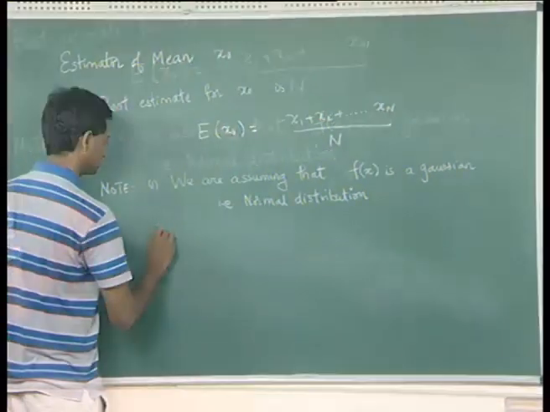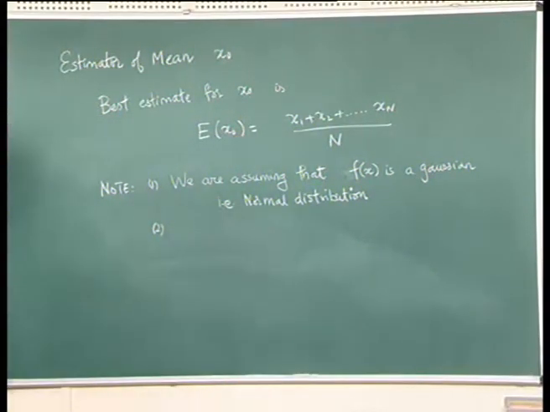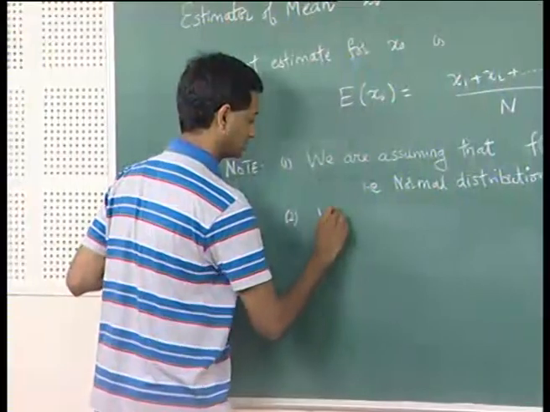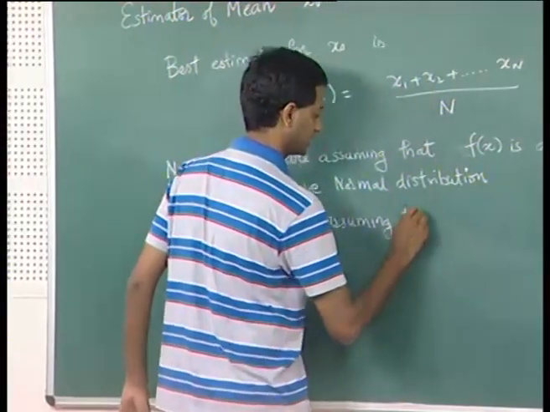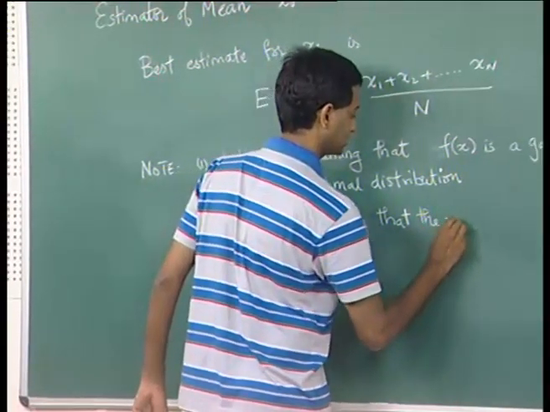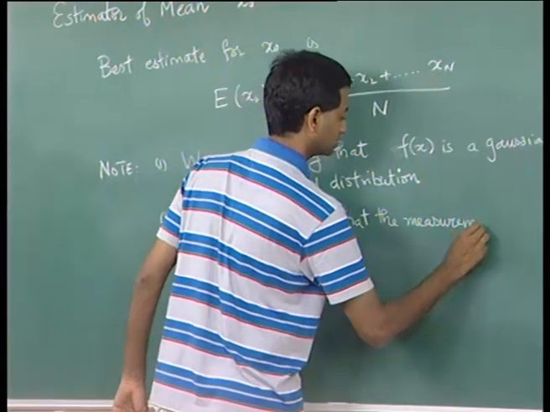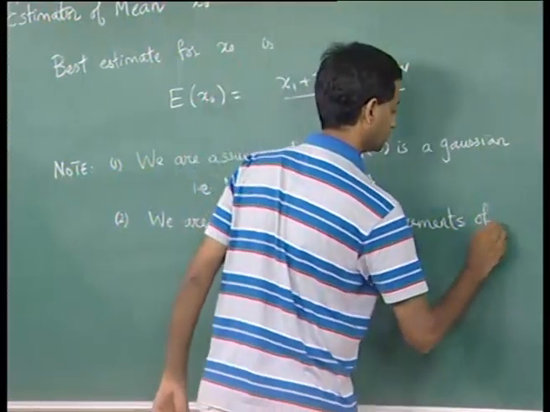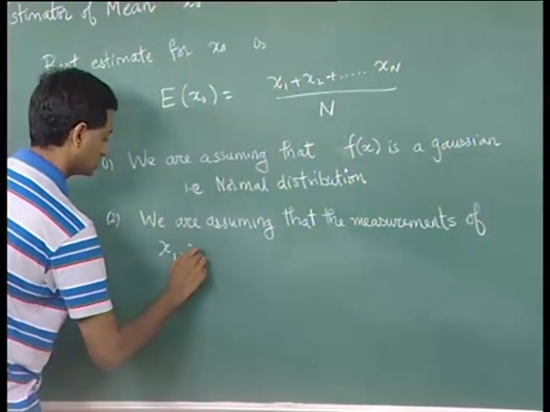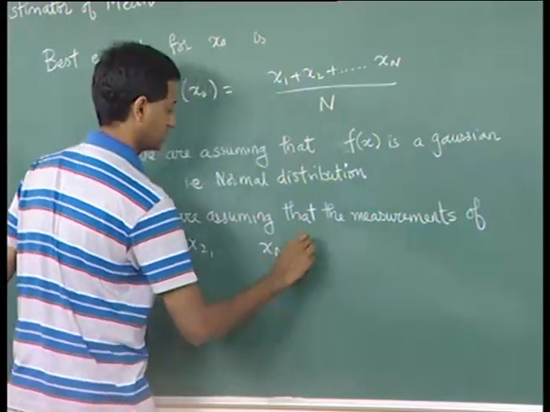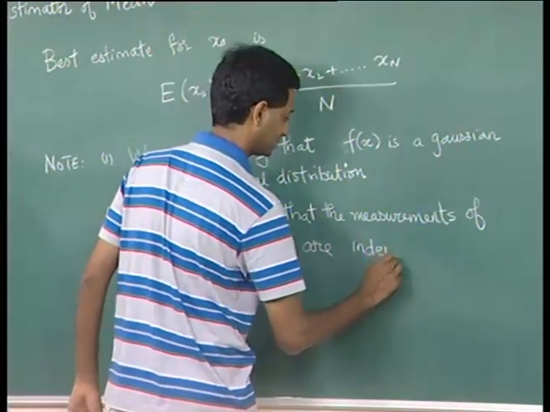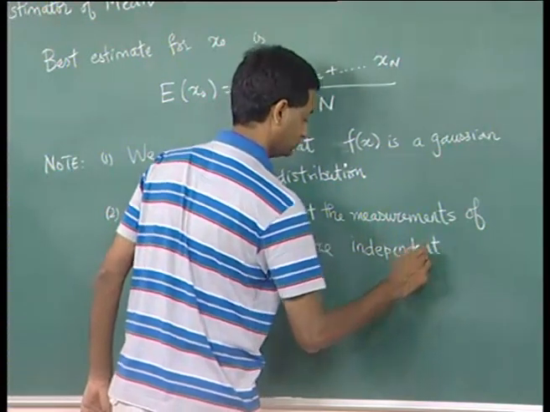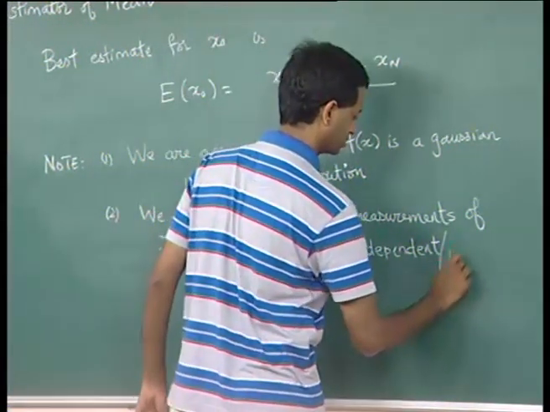Second, and this is a more important thing to keep in mind whenever you are making measurements, is that we are assuming that the measurements x1, x2 up to xn are, and I will use two words here, first is independent, and I will use another word, uncorrelated.